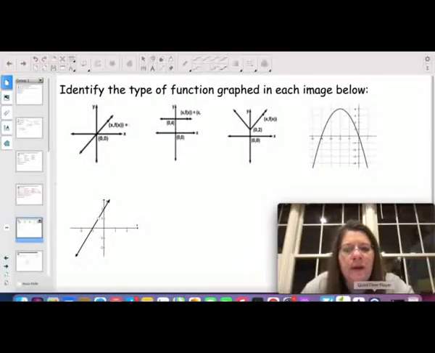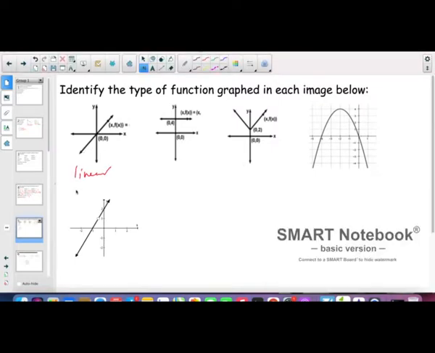Here it says identify the type of function graphed in each image below. Okay, this one, it goes through the origin and it is linear. So we could say that this one is linear, or we could say that it's direct variation. For this one, that is a straight line. We don't want to say that it's linear. The best name for that would be a constant function because it's a horizontal line. This one has a V, that's absolute value. This one is parabola shaped, so that is a quadratic.